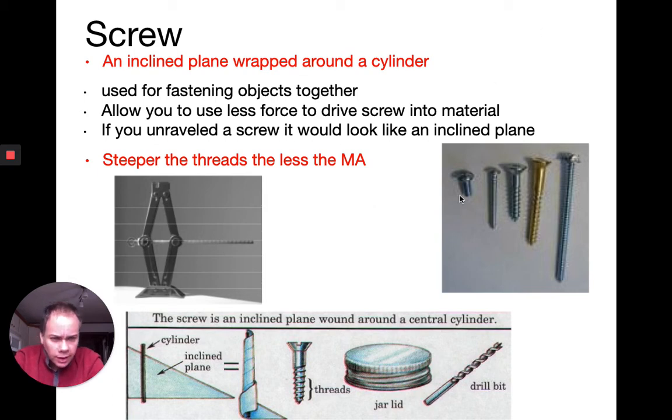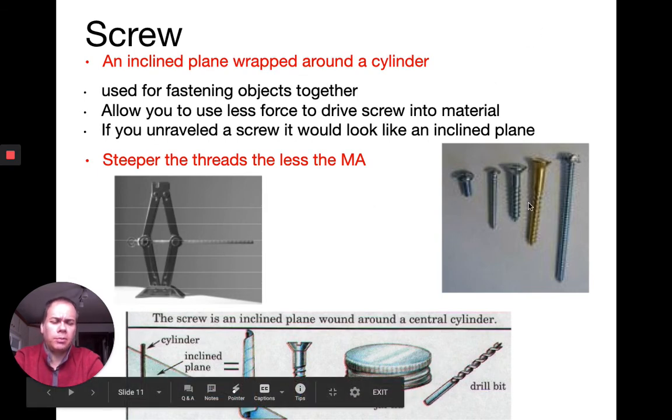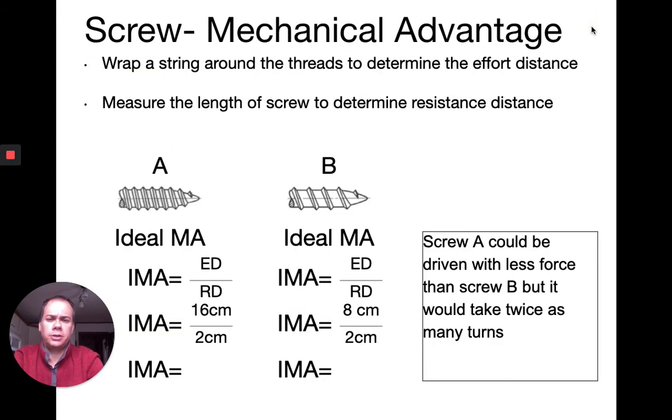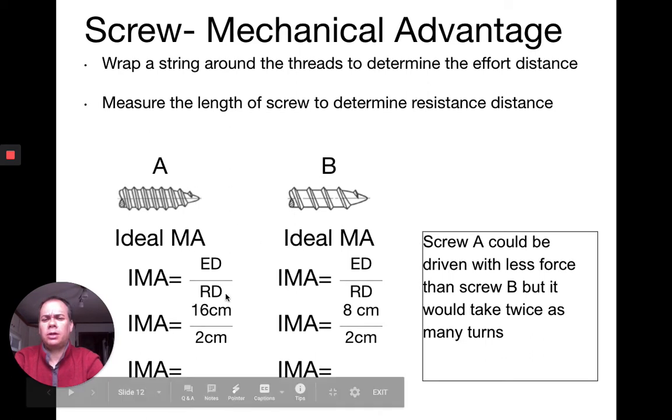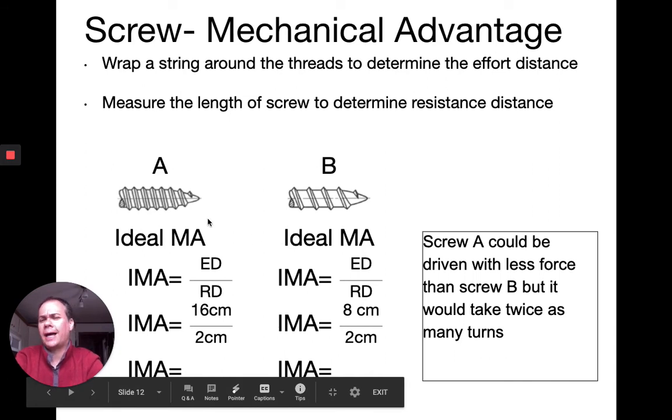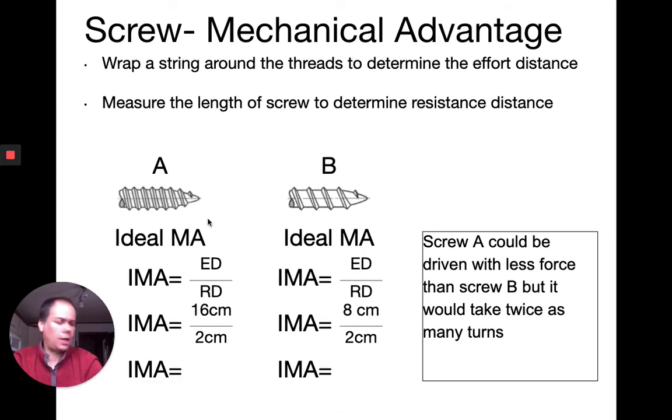So it's a little difficult to see in this diagram, but let me go to the next slide so it's clear. So I have two screws here, screw A and screw B. Okay, they're both screws, both have an inclined plane. Just looking at them without looking at the details, which would you say has a higher mechanical advantage, a greater mechanical advantage? If you said A, correct. A has a greater mechanical advantage.